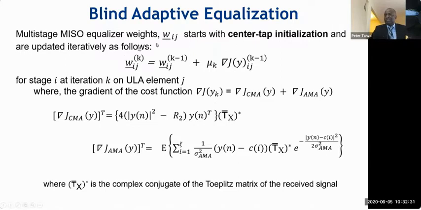So we start our equalizer weights using center tap initialization, and then we iteratively update the equalizer using this expression, which uses the gradient of the cost function of the joint CMA-AMA. So this is the gradient of the cost function of the joint CMA-AMA, which is actually a linear combination of the gradient of the CMA cost function and the gradient of the AMA cost function. So this is the expression for the gradient of the cost functions, and we notice here that it involves the Toeplitz matrix of the received signal.